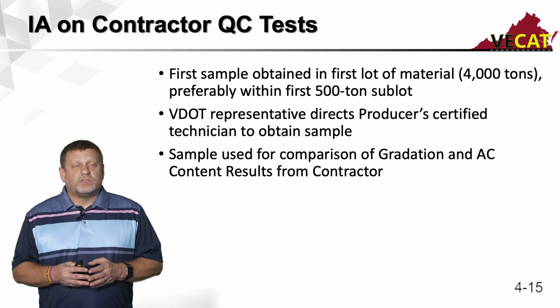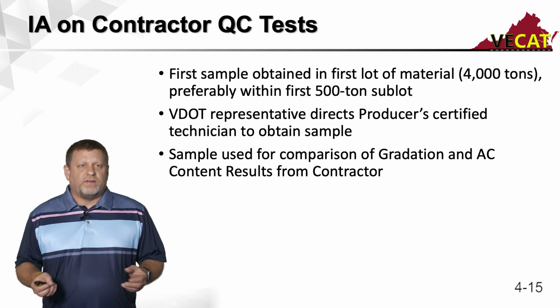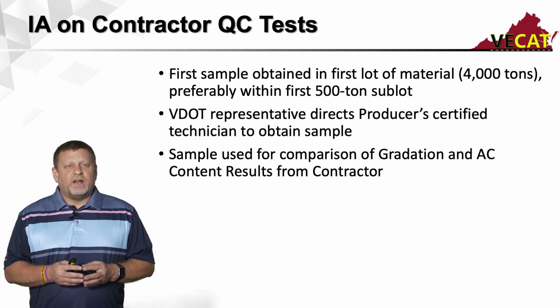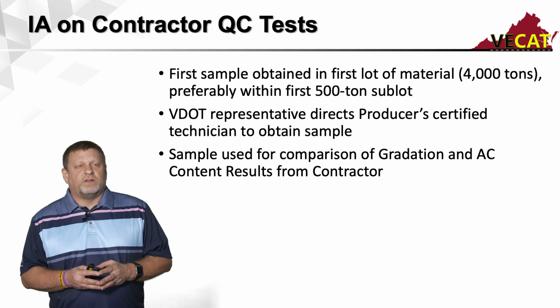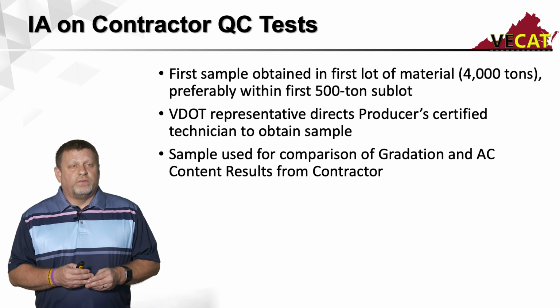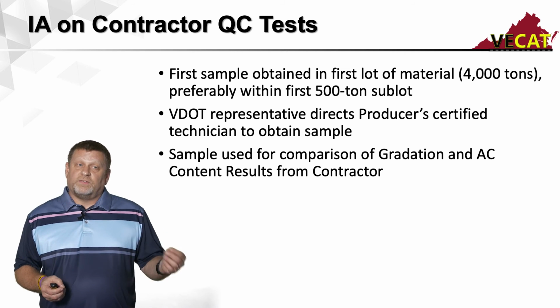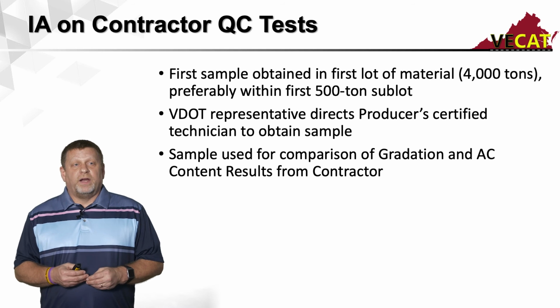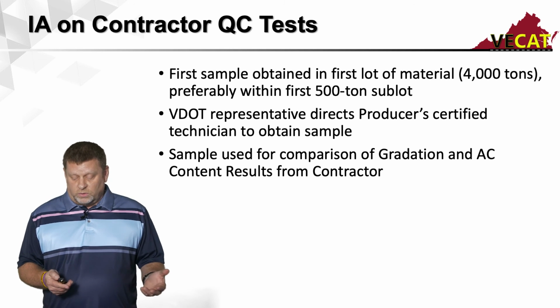An IA on the contractor's QC test results. First samples obtained again within the first 500-ton sublot. The VDOT representative directs the producer certified technician when to obtain the sample, and these samples are used for comparison for asphalt content and gradation as compared to the contractor's test results that they're submitting from their materials.